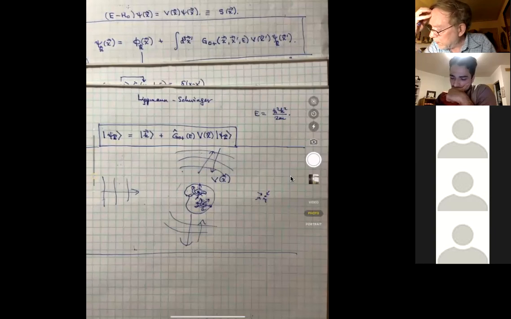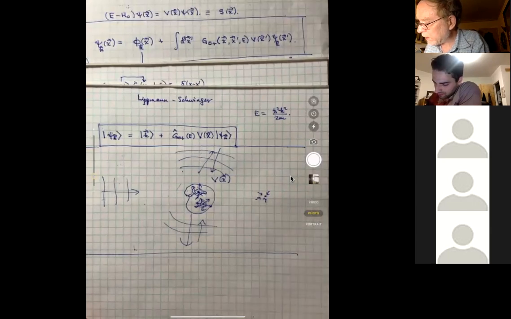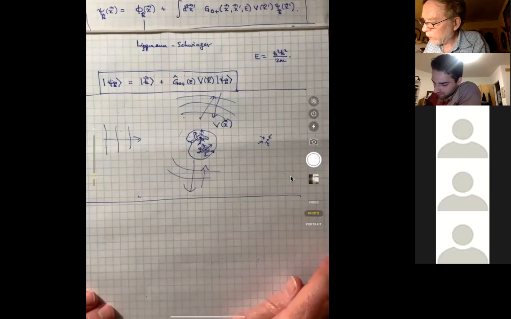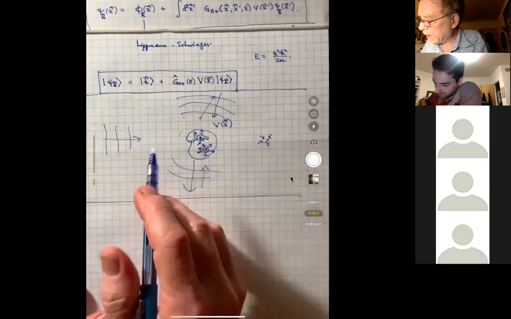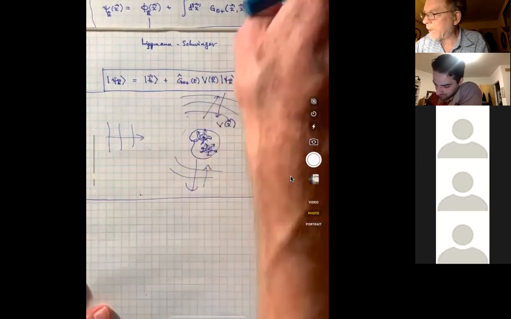All right. Anyway, okay, so that's the incoming solutions. Now then, what is this good for? Let's go back to the Lippmann-Schwinger equation for the outgoing solutions. I've represented it in ket language up here.